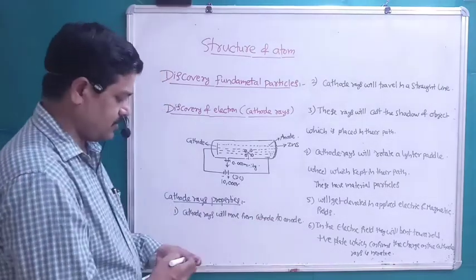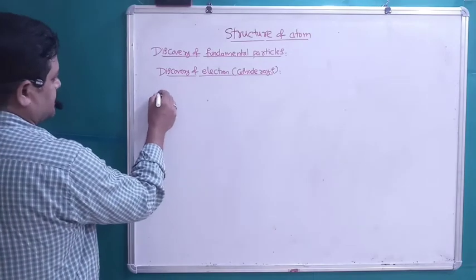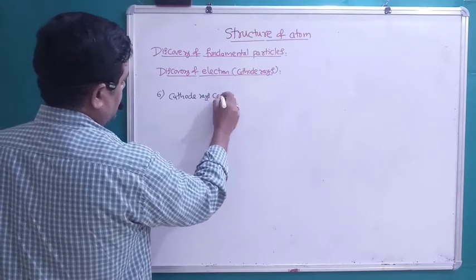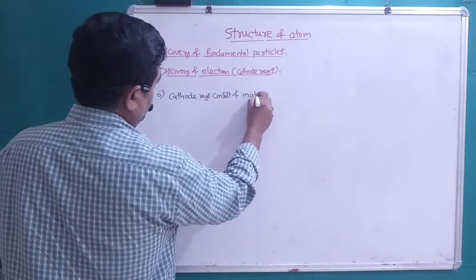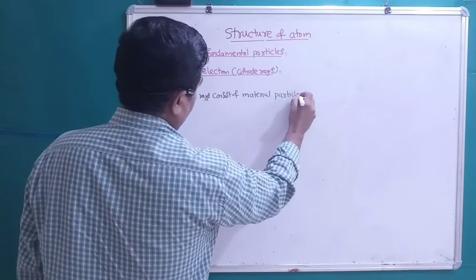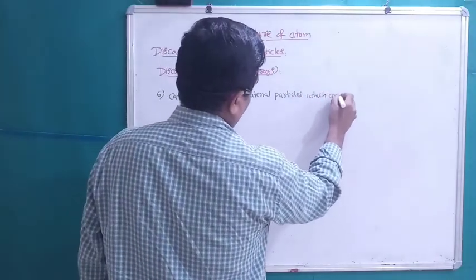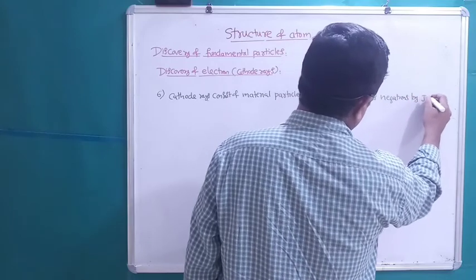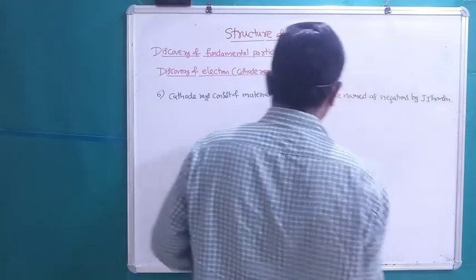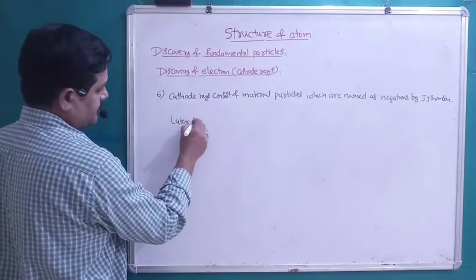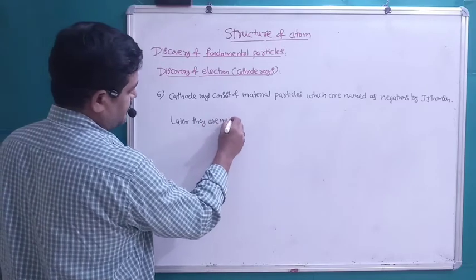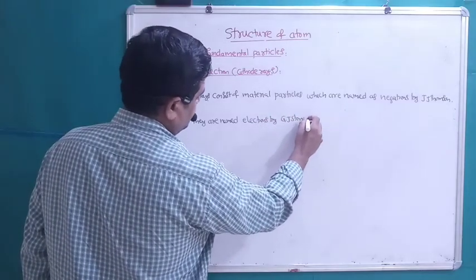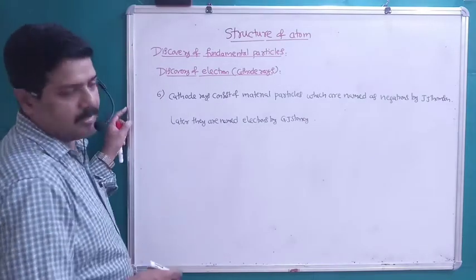So let us continue. There are some more properties of cathode rays. Students, next property is cathode rays consist of material particles which are named as negatrons by J.J. Thomson. Later, they are named as electrons by G.J. Stoney. Right? We know cathode rays consist of the material particles, right?